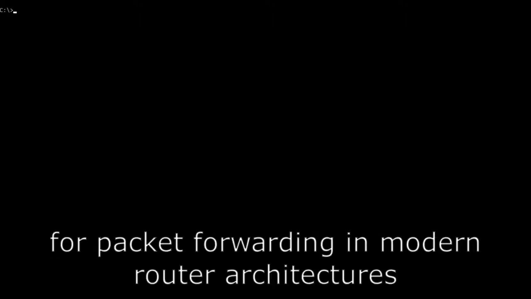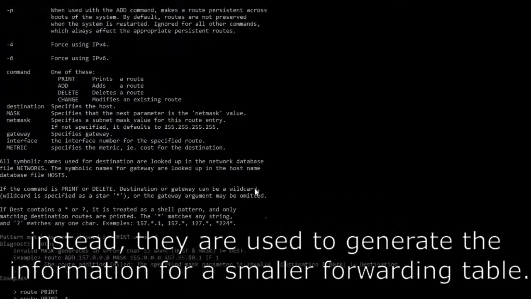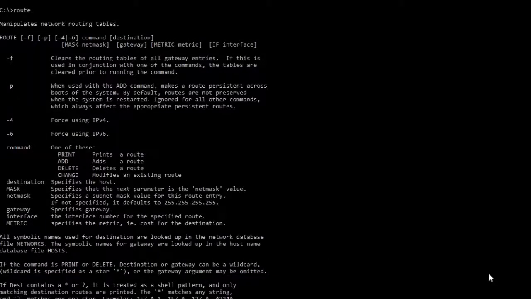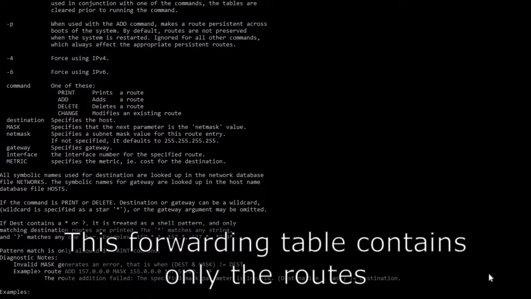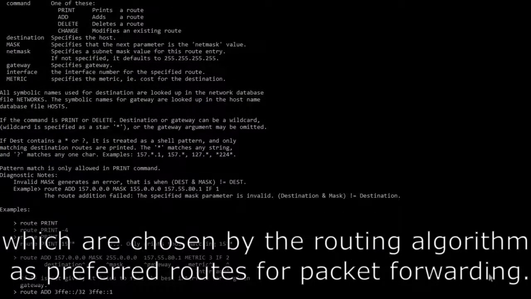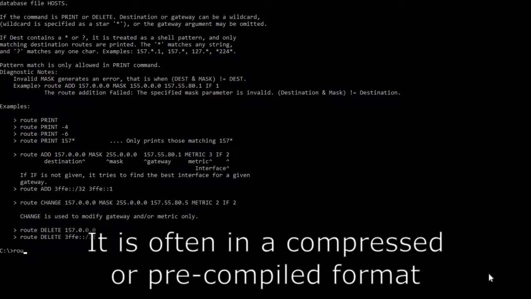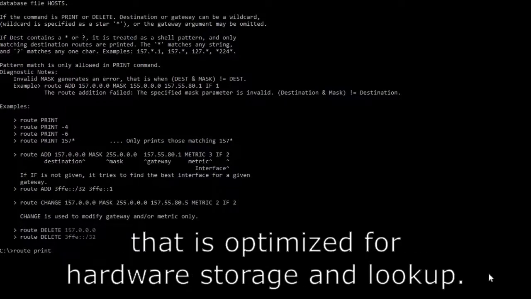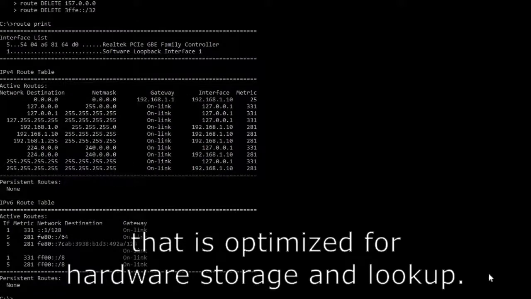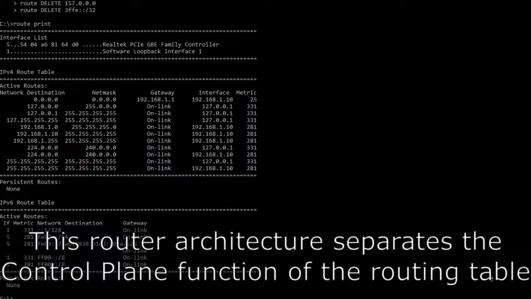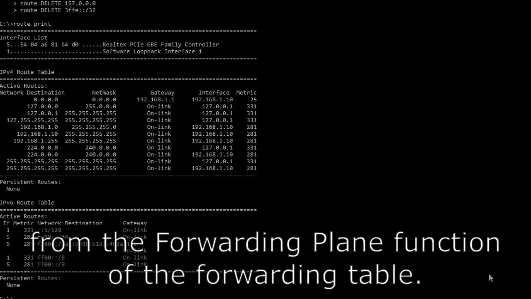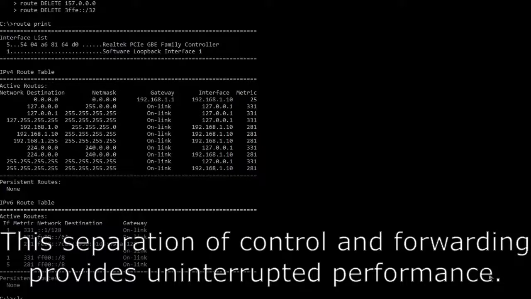Forwarding table. Routing tables are generally not used directly for packet forwarding in modern router architectures. Instead, they are used to generate the information for a smaller forwarding table. This forwarding table contains only the routes which are chosen by the routing algorithm as preferred routes for packet forwarding. It is often in a compressed or precompiled format that is optimized for hardware storage and lookup. This router architecture separates the control plane function of the routing table from the forwarding plane function of the forwarding table. This separation of control and forwarding provides uninterrupted performance.